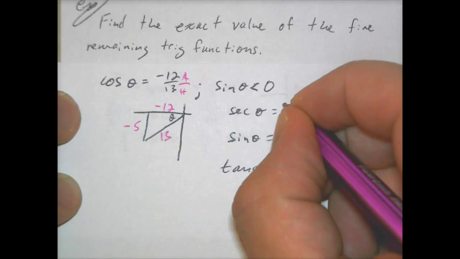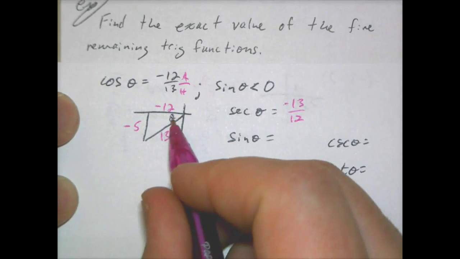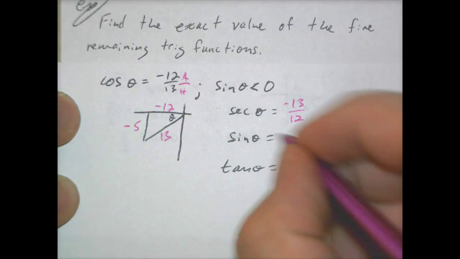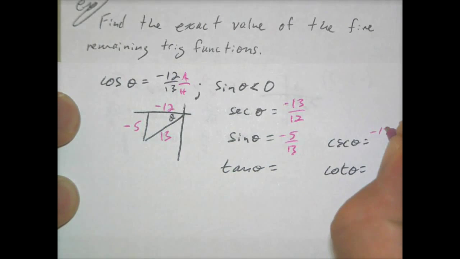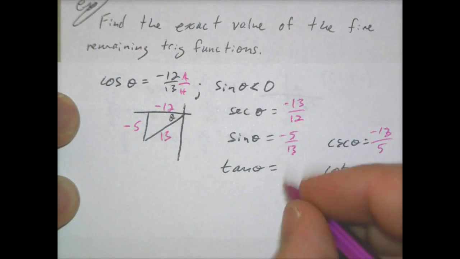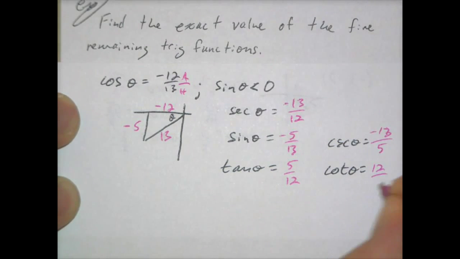By my initial problem, I know that secant should be cosine flipped. It is the reciprocal of cosine, so we have negative 13 over 12. Sine will be opposite over hypotenuse, so negative 5 over 13. Flip it for cosecant, so negative 13 over 5. Tangent should be opposite over adjacent, so negative 5 over negative 12, which will reduce to 5 over 12, and cotangent will be just the opposite.